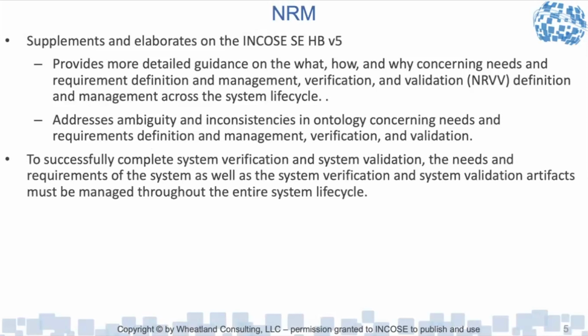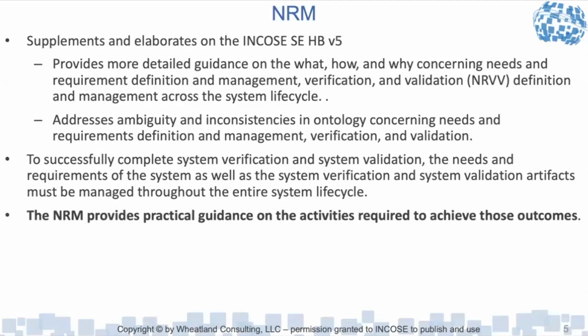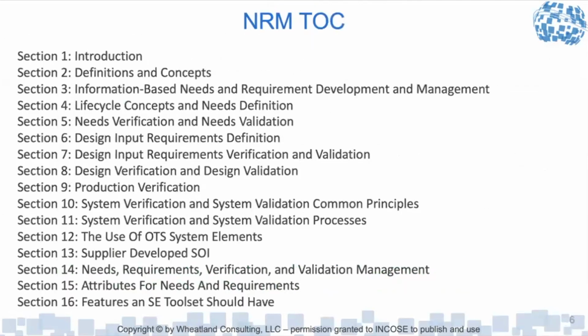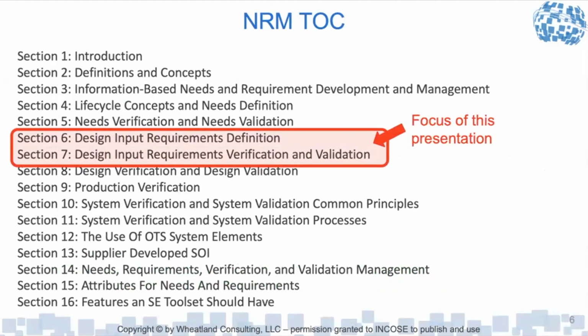To successfully complete system verification and system validation, the needs and requirements for the system, as well as system verification and system validation artifacts, must be managed throughout the entire system lifecycle. The Needs and Requirements Manual provides practical guidance on the activities required to achieve those outcomes. Needs, requirements, verification, and validation are the common threads that tie all lifecycle activities and processes together. There are 16 sections within the Needs and Requirements Manual. In this presentation, we're focusing on Sections 6 and 7.